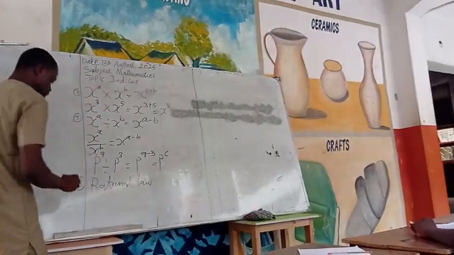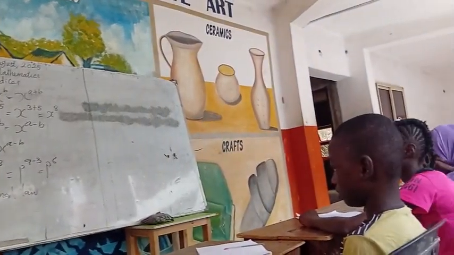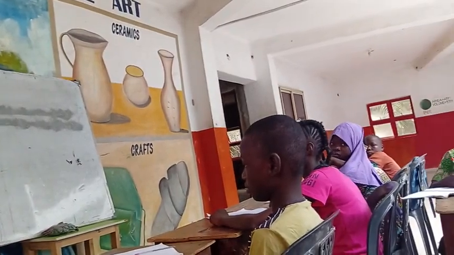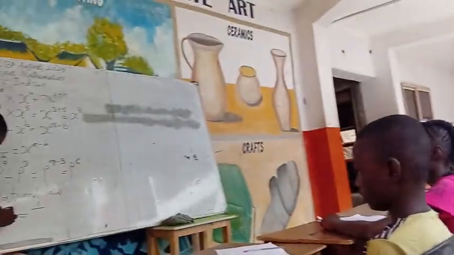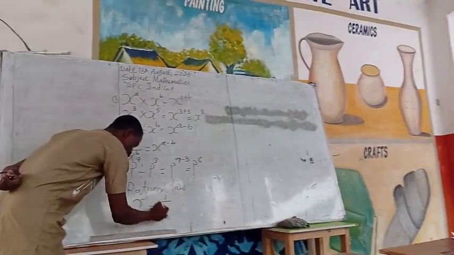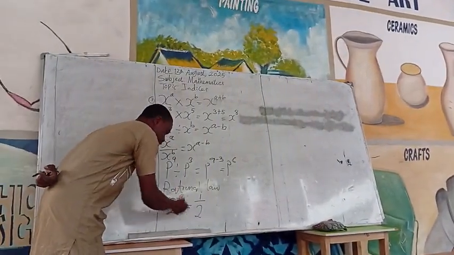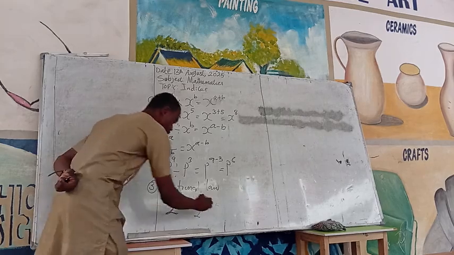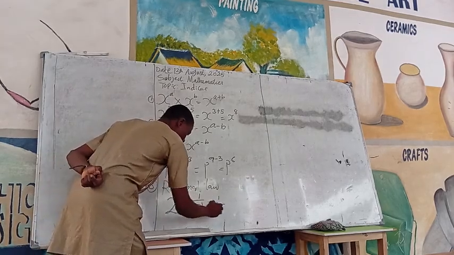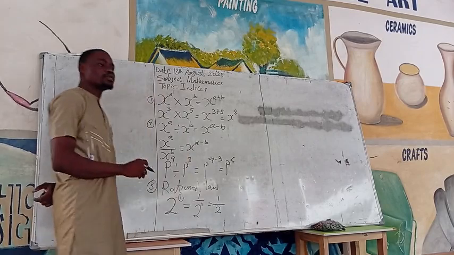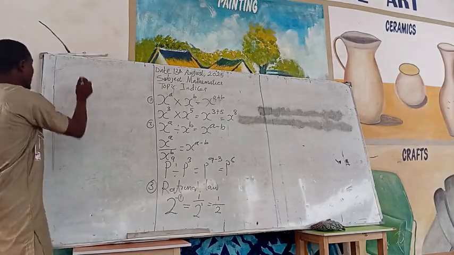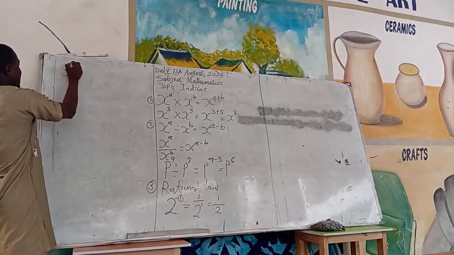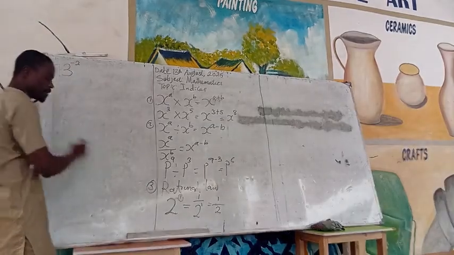Now, that is 3, the negative power law. If you have 2 raised to power minus 1, it is the same thing as 1 over 2 raised to the power here without carrying the negative, raised to power 1. That is equal to 1 all over 2 raised to power 1, which is 2. Which means it's 1 over 2.